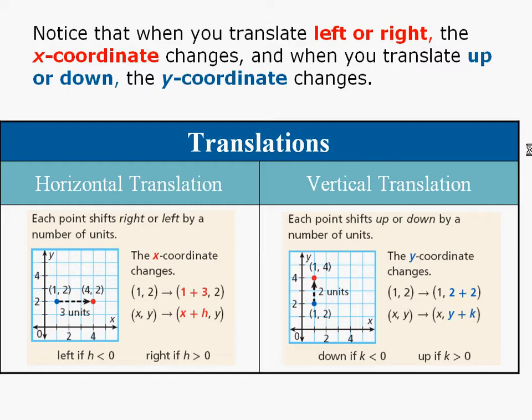For a vertical translation, each point shifts up or down by a number of units. We use k for the value that the point moves up or down. So if the movement is down, the k value will be less than 0, or k will be a negative number. If it goes up, the k value will be greater than 0, or k will be a positive number.